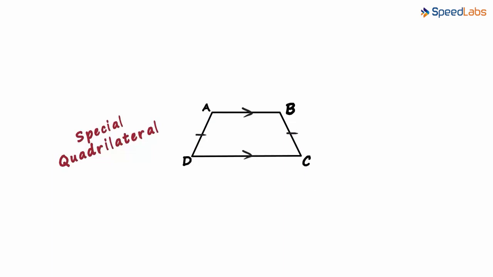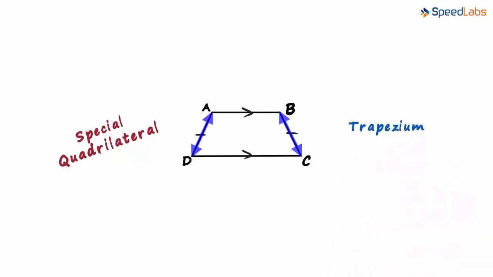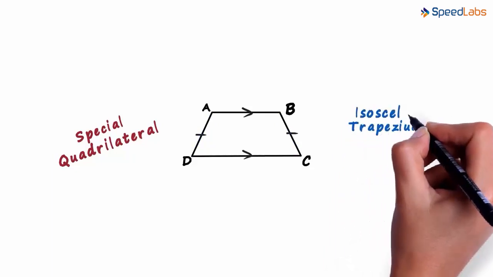You may or may not be given the name of this quadrilateral. Seeing that we have one pair of opposite sides parallel, you should be able to say that it's a trapezium. And since the non-parallel sides are equal, we can say that it is an isosceles trapezium.